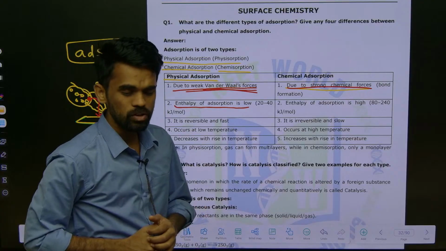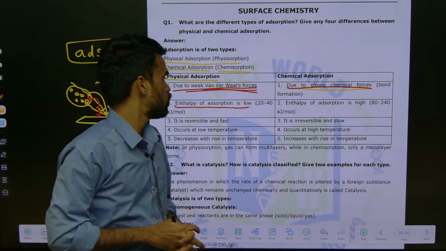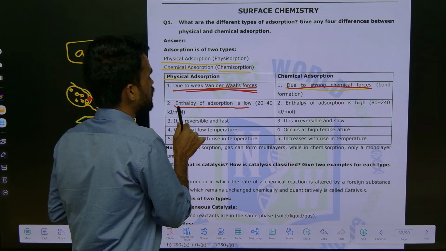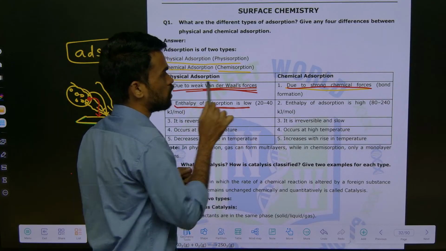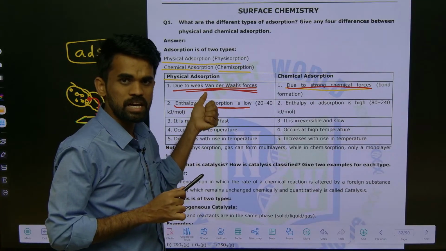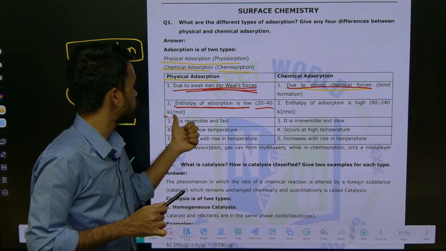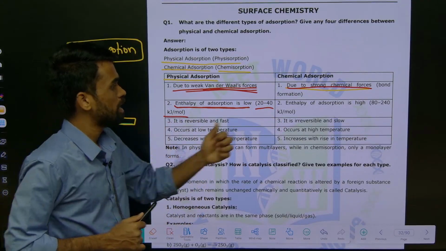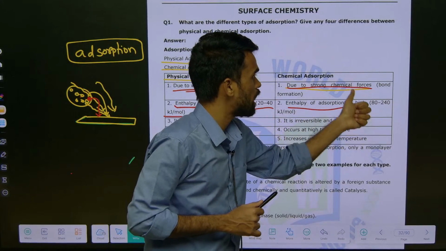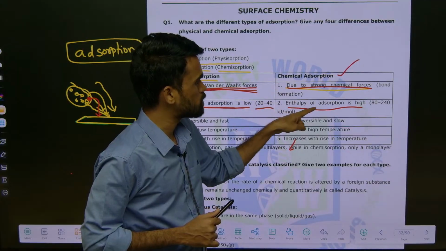The next difference: the enthalpy of adsorption is very low, and you can remember physisorption is mostly an exothermic process. For physisorption, the enthalpy of physical adsorption is very low, around 20 to 40 kilojoule per mole, whereas the enthalpy of adsorption is high for chemisorption. So the enthalpy of chemisorption will be high.